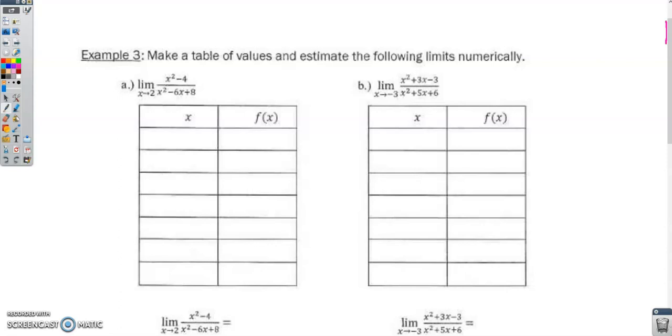I will generate them on my calculator while I'm waiting for you and just fill them in so that hopefully we can go a little bit more expediently. All right, so see you in a few moments.